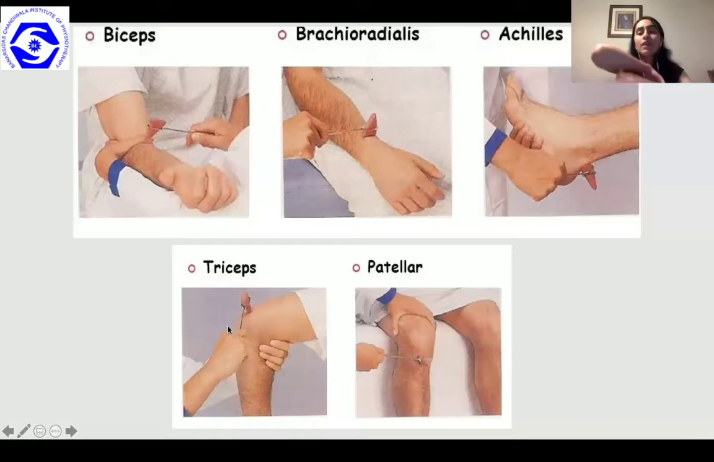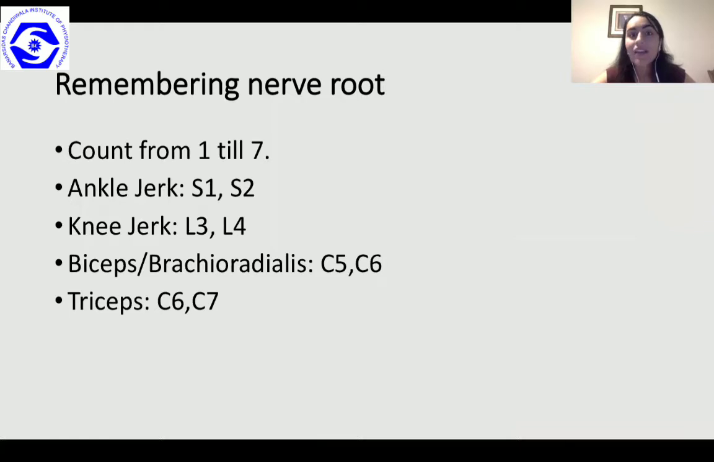For triceps, you will tap above the olecranon process of the ulna, and then we will look for elbow extension. And in the patellar jerk, we tap at the patellar tendon and we look for knee extension. So the testing is very easy, but it is very difficult to remember the nerve root, and we have to remember the nerve root in order to determine which reflex we will check. So you can remember it this way, like you can count from 1 to 7.